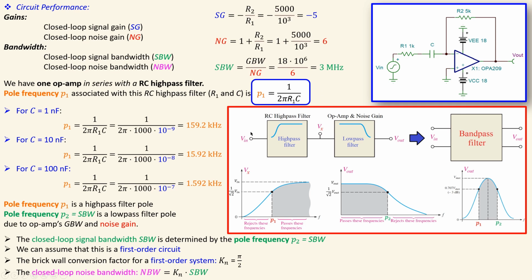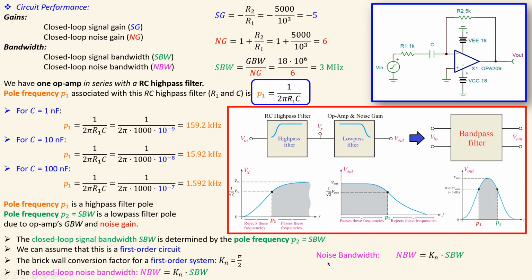Now we know the brick wall conversion factor. In order to calculate and analyze the circuit's noise performance, we need to use a conversion factor which goes from signal bandwidth to noise bandwidth. So the closed loop noise bandwidth is this conversion factor times the signal bandwidth. We know that the conversion factor for a first order system is pi over 2. Multiplying this by the 3 MHz will give you the noise bandwidth.